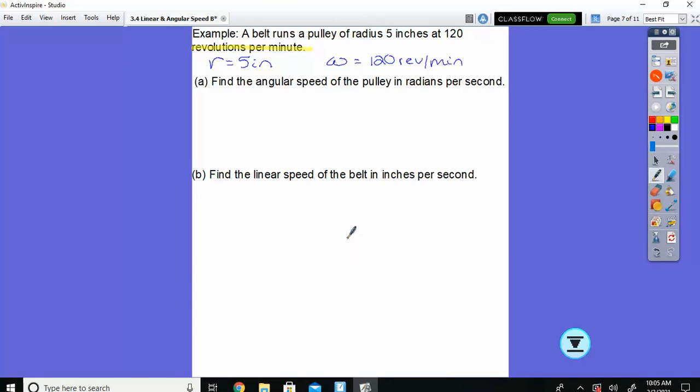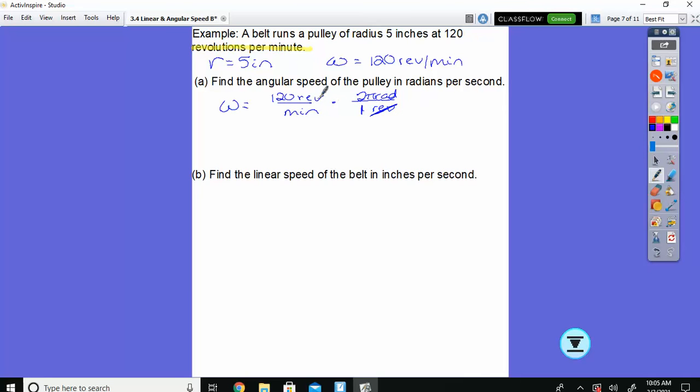Okay, part A, find the angular speed, so find omega, in radians per second. We already have omega, but in different units, so I need to change it. Omega is 120 revolutions per minute. To get to radians, revolutions need to cancel, so it goes on the bottom. 1 revolution is all the way around a circle. How many radians is that? What's the angle when you go all the way around a circle, guys? 360. But we're in radians. 2 pi.